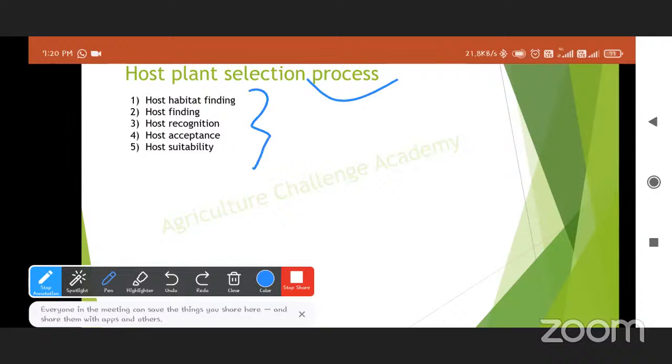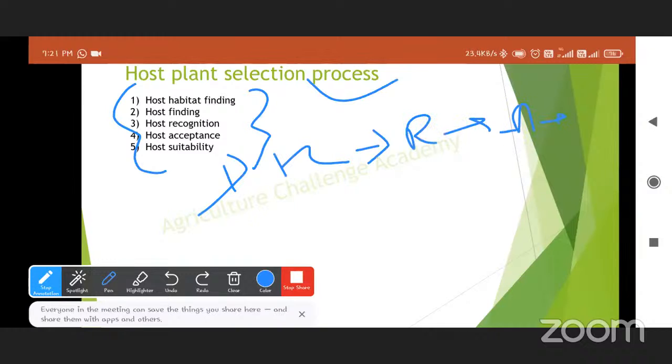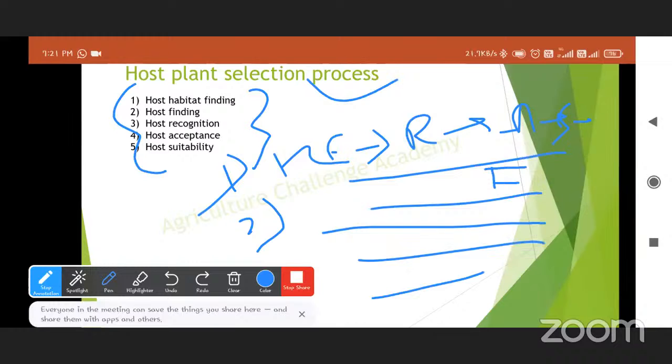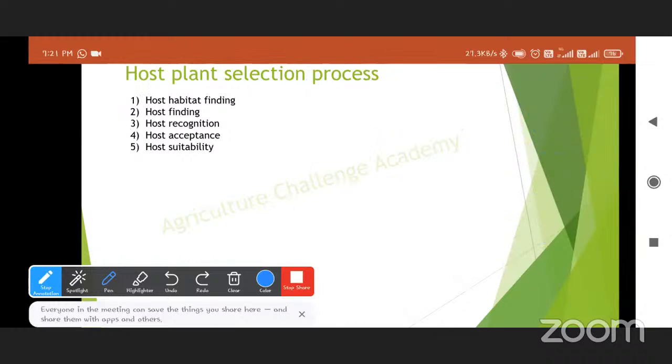Sometimes they will frame the question regarding the sequence. They will give you options with these options shuffled up. Like first option, host habitat finding, followed by recognition, followed by acceptance, followed by suitability. Second option, they will shuffle it up in this manner and present it to you and ask you to select the right option.